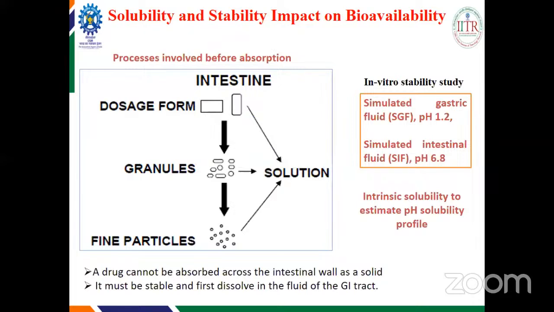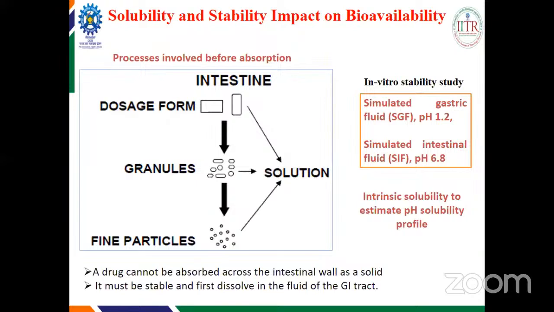So why are these important? Because when we take any tablet or capsule, this is the process which happens to bring the compound into solution form. To understand compound solubility or stability, these are simple in vitro studies which we can do in the laboratory. We can use simulated gastric fluid. We can use simulated intestinal fluid. The composition you can easily get from the pharmacopoeia. You can simply make the simulated fluid and do the stability study.